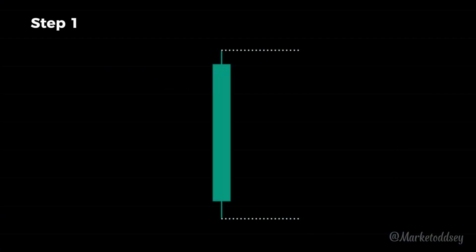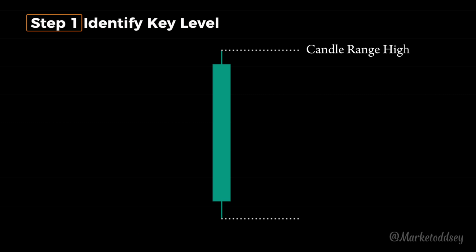How to spot candle range patterns. Step 1. Identify key levels. Draw horizontal lines at the high and low of a significant candle, usually on a 1-hour or 4-hour chart. These levels act like magnets. Prices often return to test them.